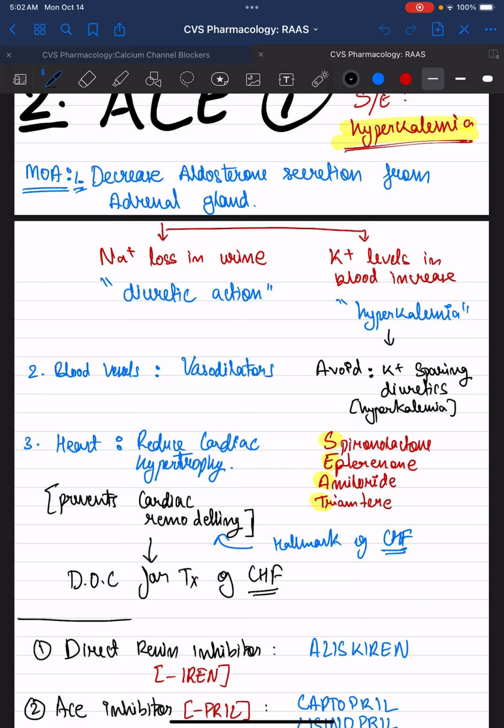So ACE inhibitors reduce cardiac hypertrophy, so they prevent cardiac remodeling, which is another name for the hypertrophy. And hypertrophy or cardiac remodeling is the hallmark of CHF, as we already read. So that's why ACE inhibitors are the drug of choice for the treatment of congestive heart failure, because they reduce cardiac hypertrophy.